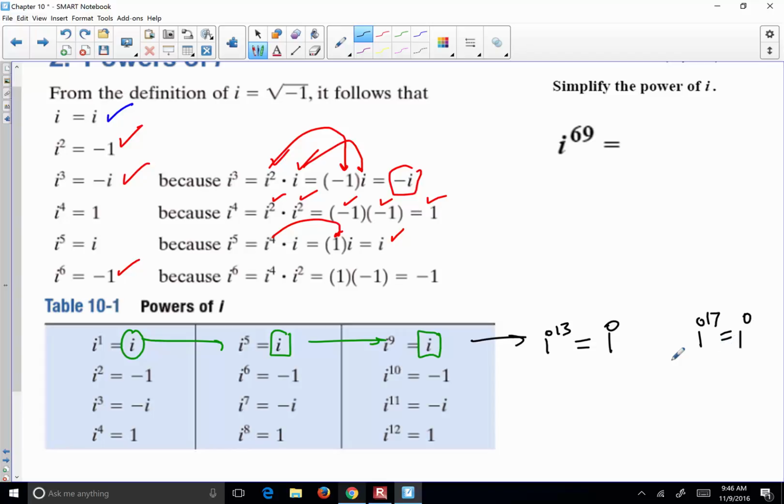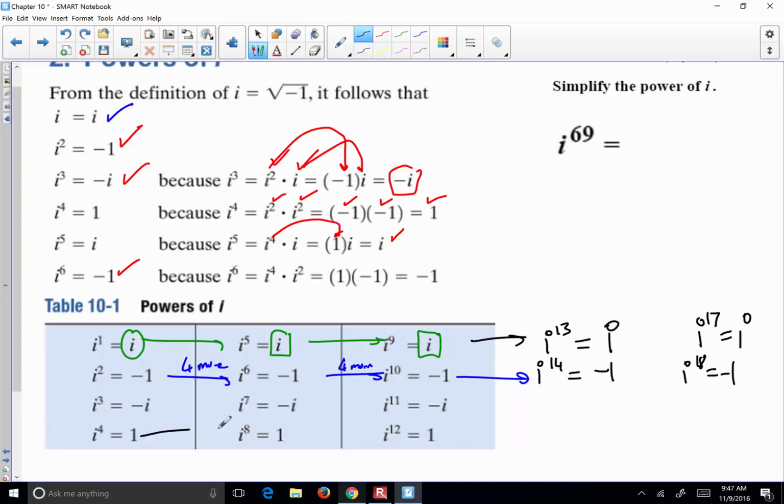Did you get the pattern? So how do you do the other ones though? i to the 6 and 10: 4 increase, 4 more. When you add 4 more to this power, guess what i to the 14 will be? -1. i to the 18 will be -1, right?